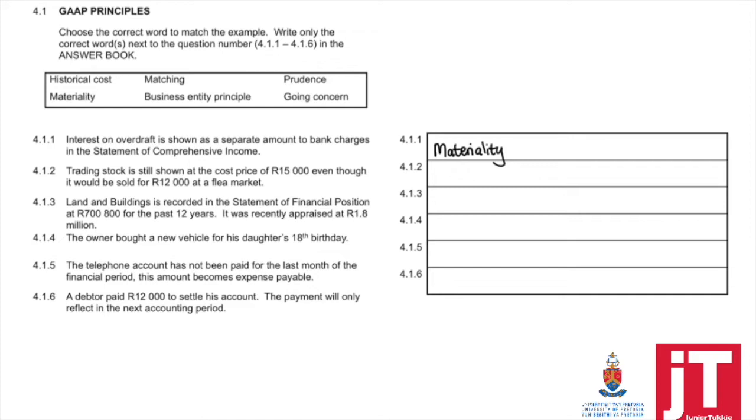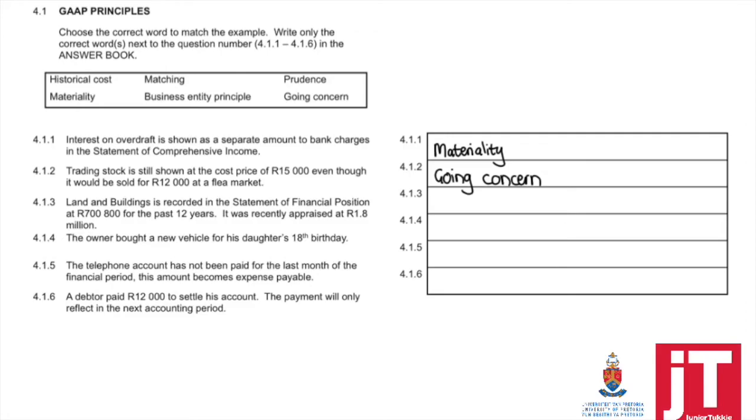4.1.2. Trading stock is still shown at the cost price of $15,000, even though it would be sold for $12,000 at the flea market. This is the going concern. Will the business continue in the foreseeable future? You need to understand each one of these GOB principles and be able to apply them.